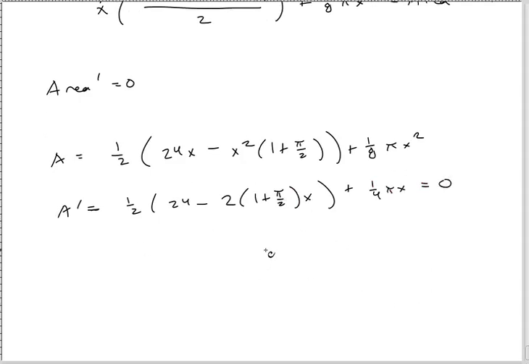Start moving things around. Lots and lots of moving around. Pi's flying all over the place. And your answer is 48 over pi plus 4. Whew. Well, there you go. Wow, that was amazing.